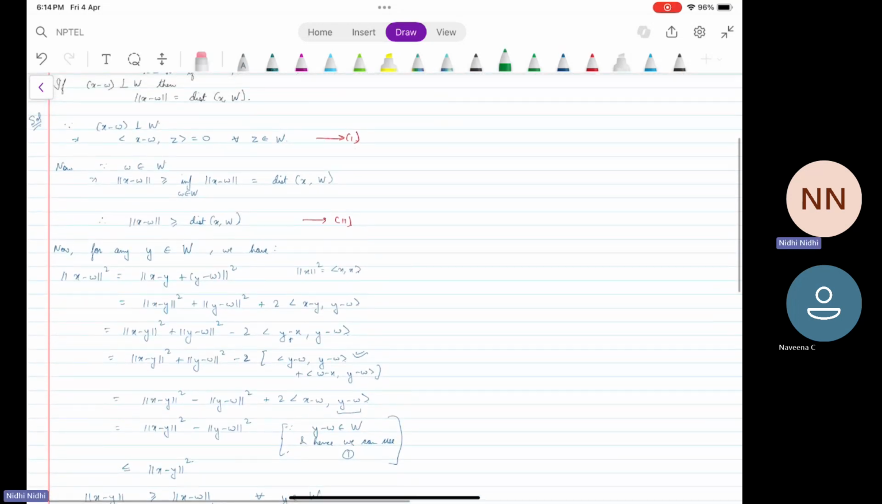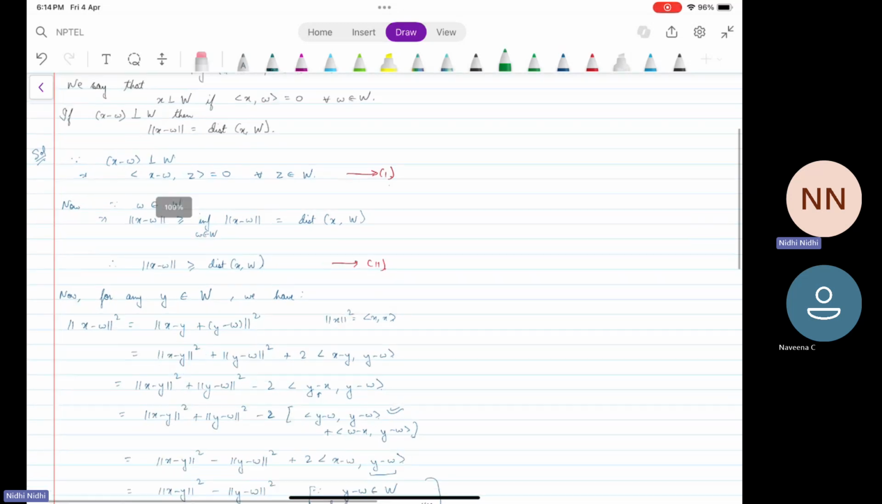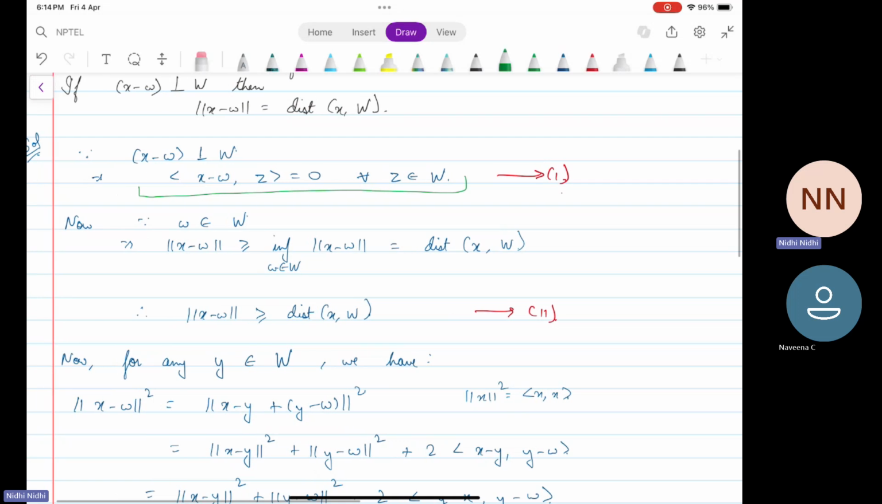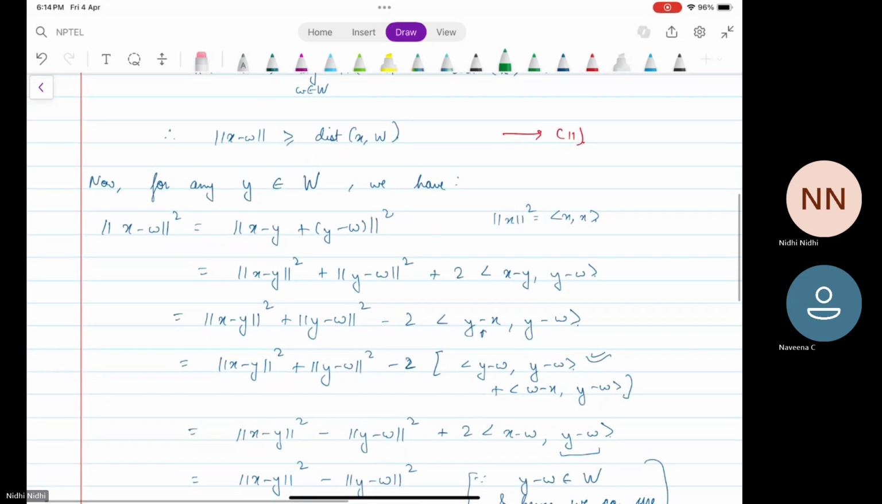I hope this solution was fine with everyone. The main important fact we used in this proof is that if x minus w is orthogonal or perpendicular to the space W, then the inner product of x minus w with z should be equal to 0 for every z in W.